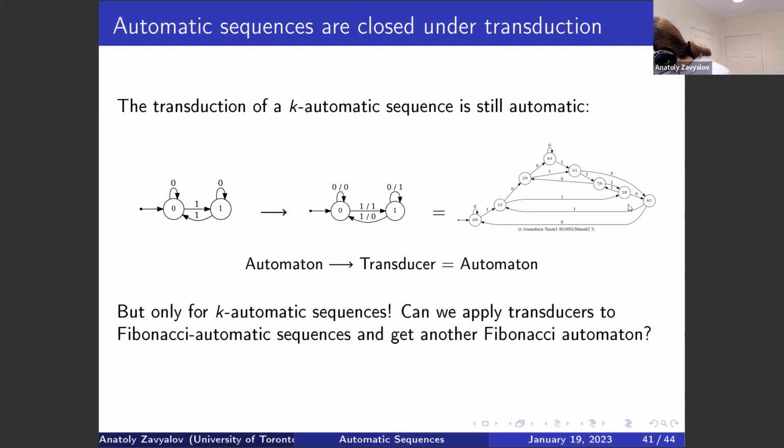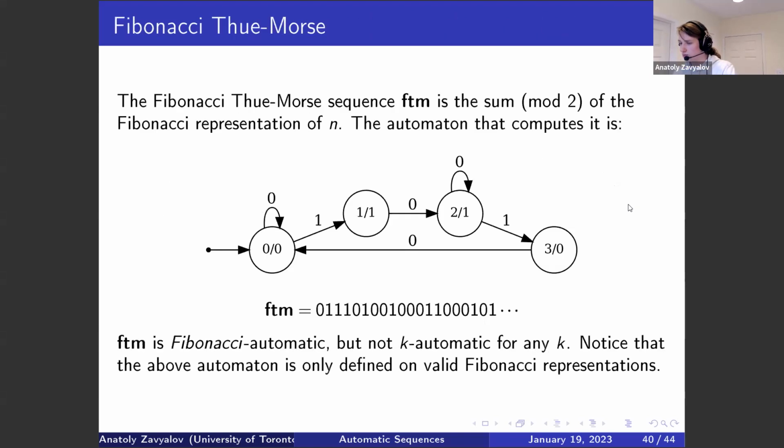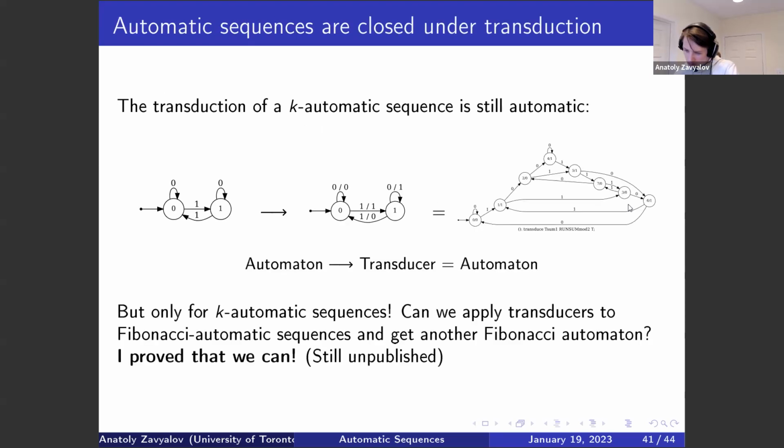But this kind of machinery only works for k-automatic sequences and automata that accept base k representations of numbers. So the question is, can we apply transducers to, say, Fibonacci automatic sequences or other enumeration systems to get another automaton that only recognizes numbers in this Fibonacci representation? And it turns out you can. I proved it, but it's still unpublished, so I'm not going to talk about it too much.